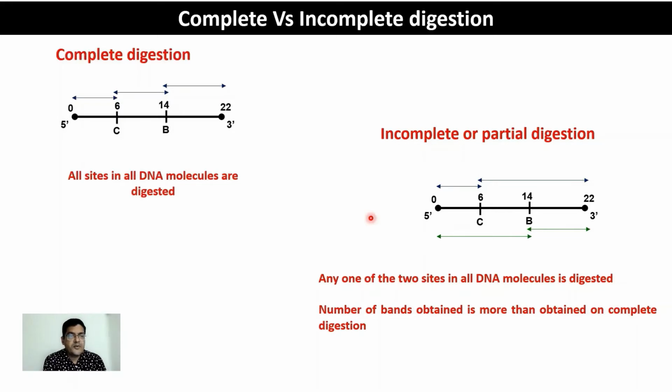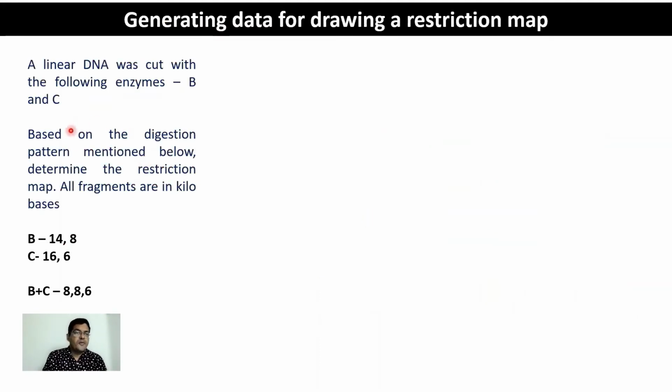So now let's look at a typical restriction mapping problem and also see how the data for this restriction mapping problem is generated. So here you are. This is a typical restriction mapping problem that will be given to you. So in this case here, a linear DNA was cut with the following enzymes. The names of enzymes are B and C. These are hypothetical enzymes. Based on the digestion pattern mentioned below, determine the restriction map for this piece of DNA, and all fragments are given in kilobases.